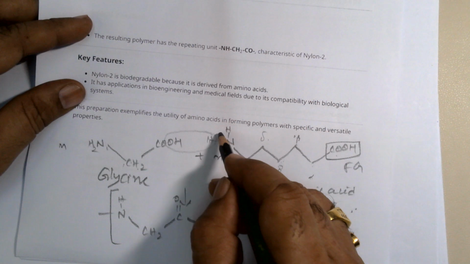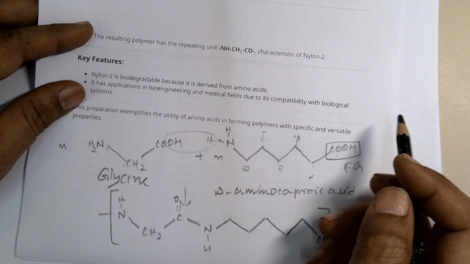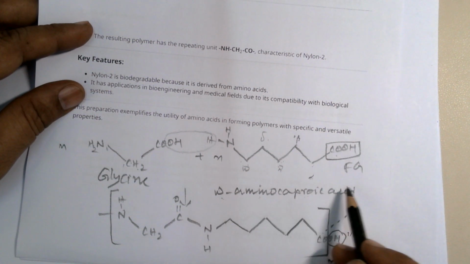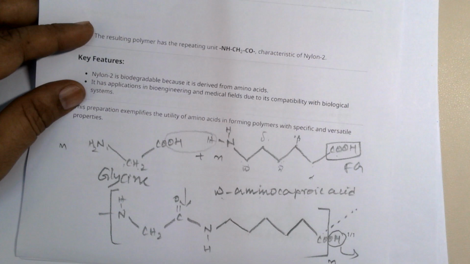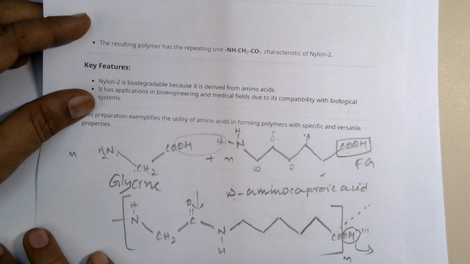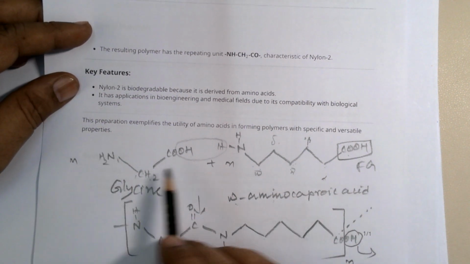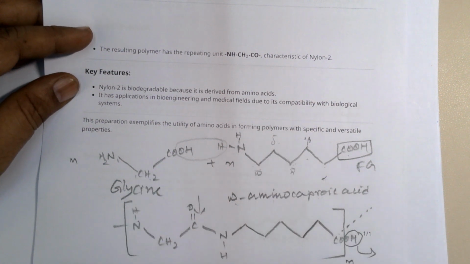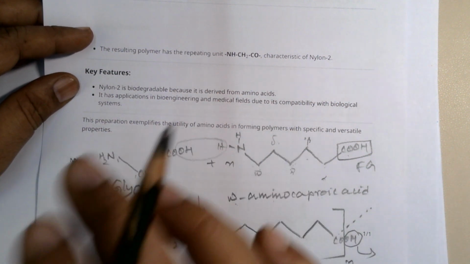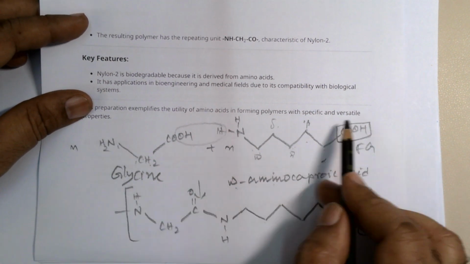In omega, the NH2 group is attached. So, that's why it's called omega amino caproic acid. Is it clear? Omega amino caproic acid. Got it? Okay, right. Now, these two are going to combine: n moles of glycine, n moles of amino caproic acid. So when they combine, what happens?